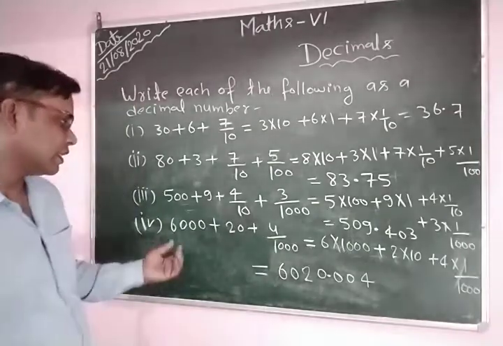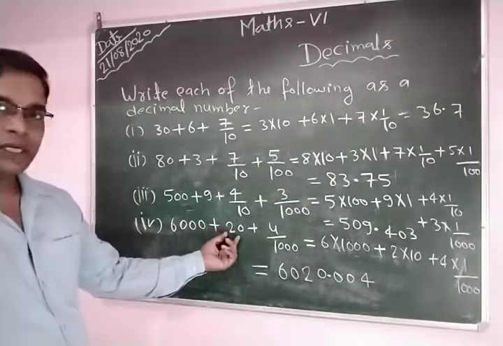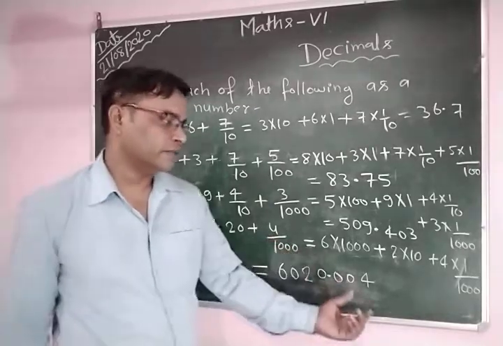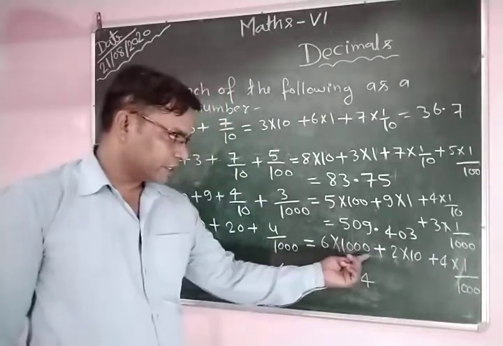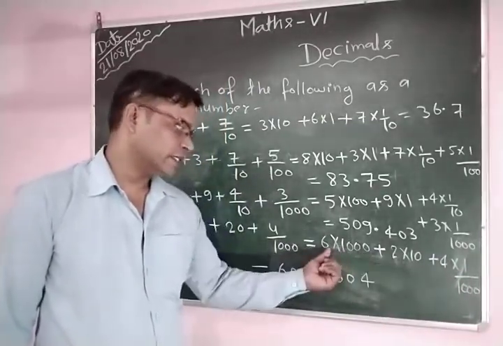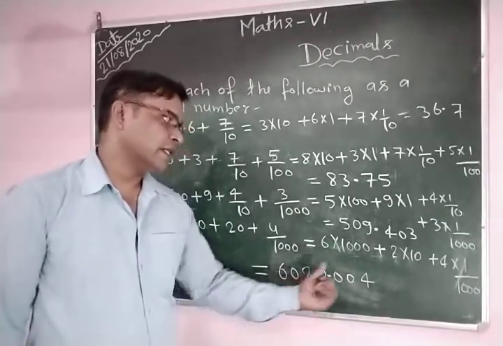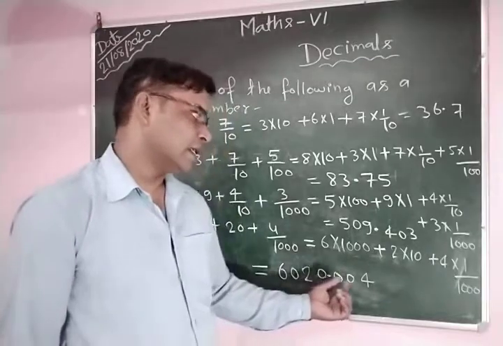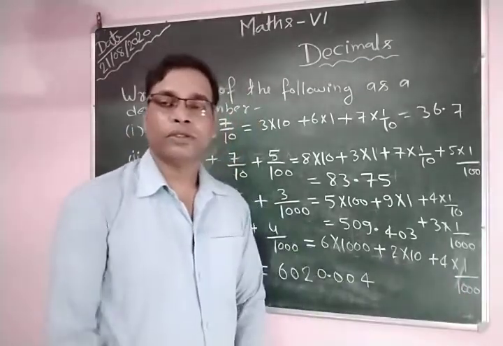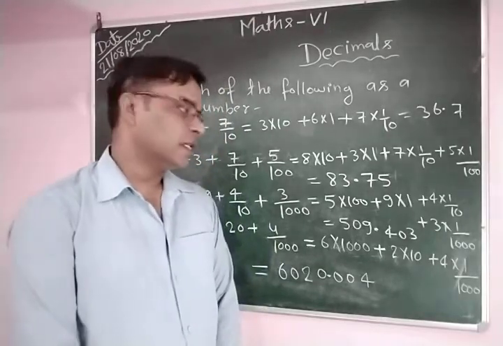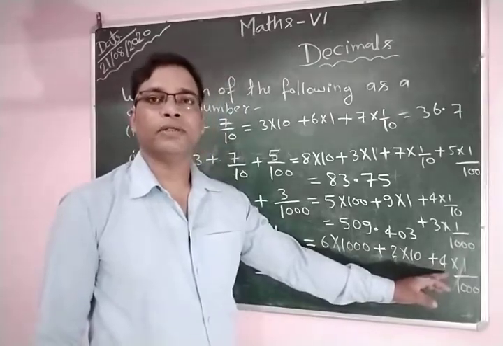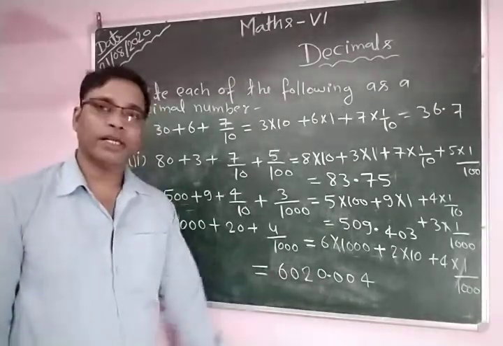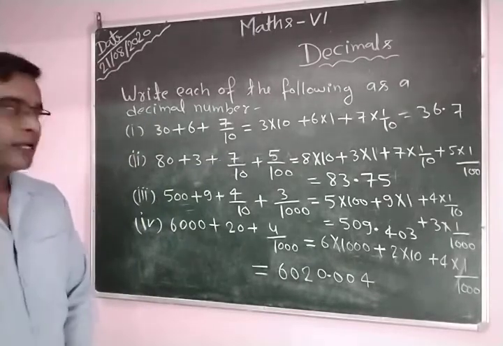So first we write 6 into 1000, and plus 20, you can write 20 as 2 into tens. After this 4 by 1000, you can write 4 into 1 upon thousand. So this 1000 represents the thousands place, so you can write this digit 6 at the thousands place, and plus after this you have 2 into 10. 10 represents the tens place digit. So you write 2 at the tens place, and this 4 into 1 by 1000, so 1 by 1000 represents the thousandths place digit. So you write 4 at the thousandths place. So in this way we obtain the decimal number 6020.004. So students, I hope all of you understood such type of questions.